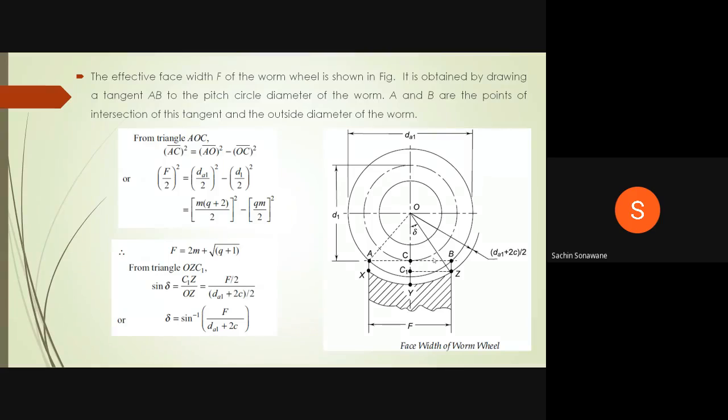From triangle OZC1, if you will see OZC1, sin delta is equal to C1Z divided by OZ. Therefore, C1Z is equal to F by 2, divided by (da1 plus 2c) divided by 2. Therefore, delta is equal to sin inverse of F divided by (da1 plus 2c).